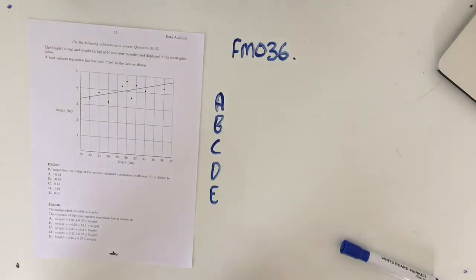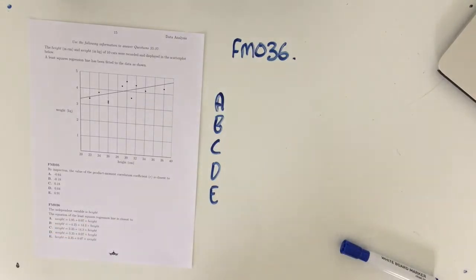So this question is using the same information from question FM35. This graph up here says the height in centimeters and weight in kilograms of 10 cats were recorded and displayed in the scatter plot below. The least squares regression line has been fitted to the data as shown. And question FM36 says the explanatory variable is height. The equation of the least squares regression line is closest to, and we've got 5 options here.